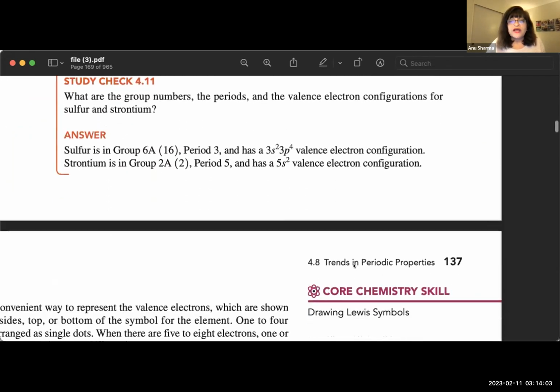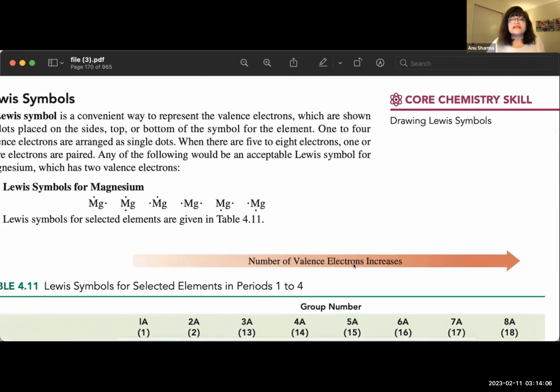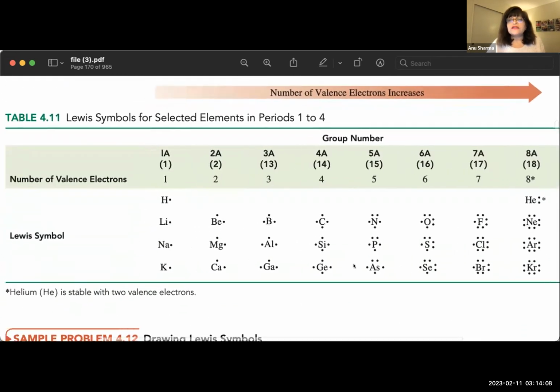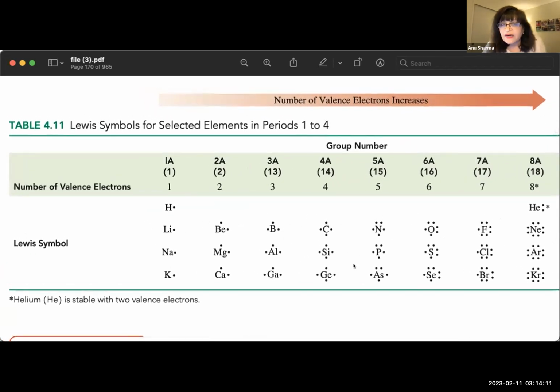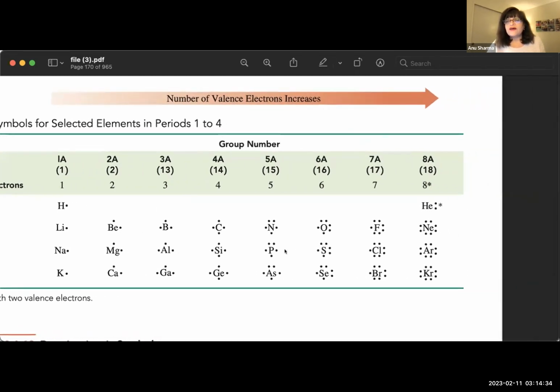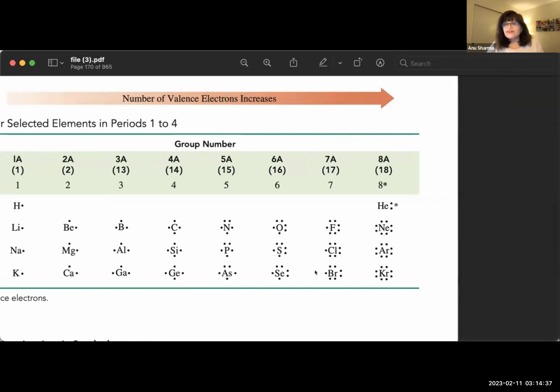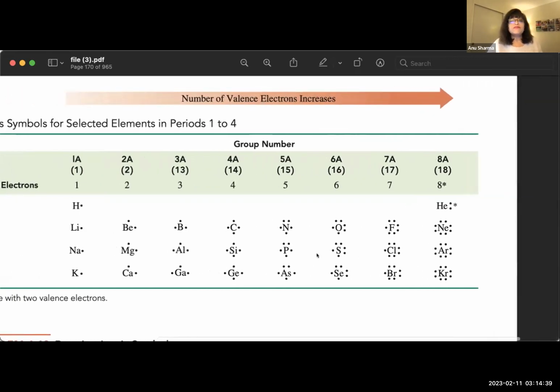configuration. Now let's look at these valence electrons. Instead of writing the valence electron configuration, you can just show them as dots. You will be doing this for the Lewis structures anyway. Hydrogen has only one valence electron, one dot. Lithium, one dot, sodium, one dot, potassium, one dot. All of them have only one valence electron in their last shell. So it's 1A, one dot; 2A, two dots; 3A, 3 dots; 4A, 4 dots; 5A, 5 dots; 6A, 6 dots; 7A, 7 dots; and 8A, 8 dots, okay?